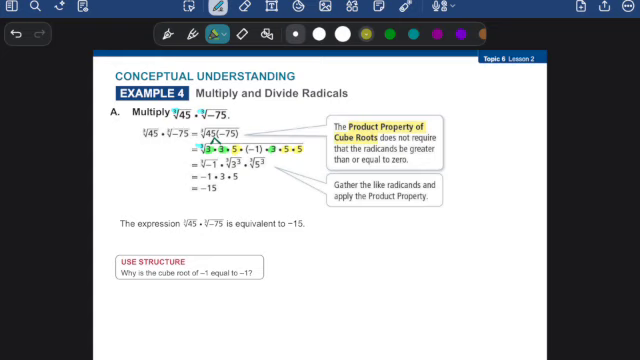Negative 1, is that also a perfect cube? Yes, I can do that. So now I have all perfect cubes, which is what I want. So the cube root of negative 1 is negative 1. The cube root of 27 is 3. The cube root of 125 is 5. And then if I multiply them all together, I get -15.